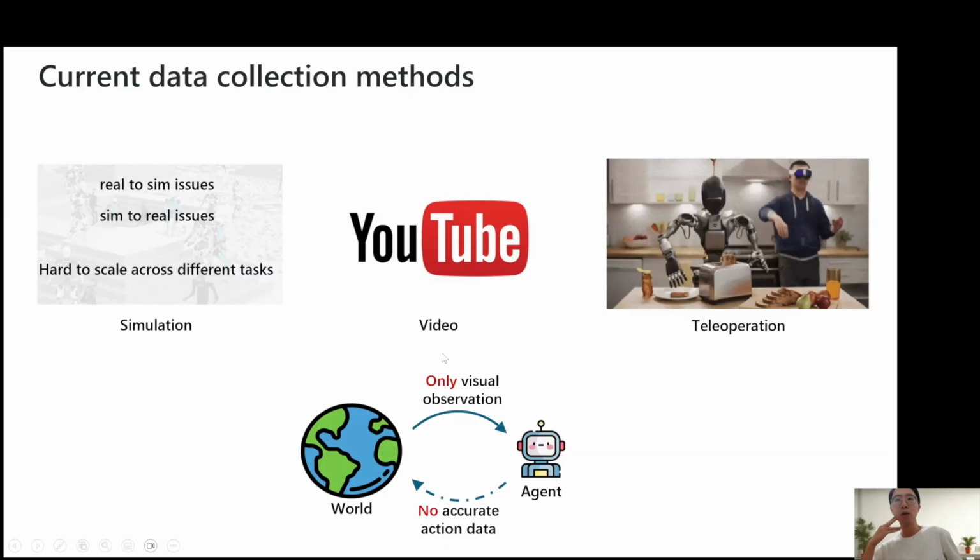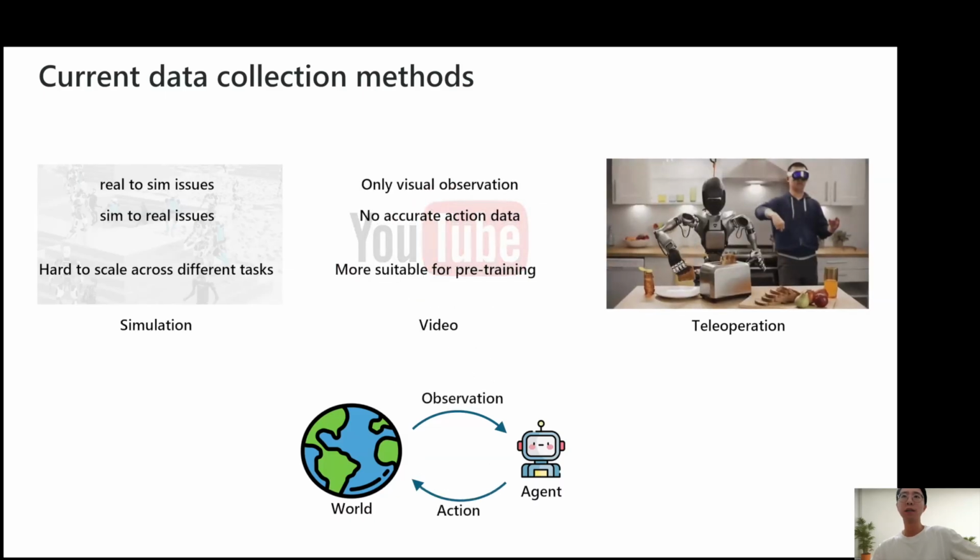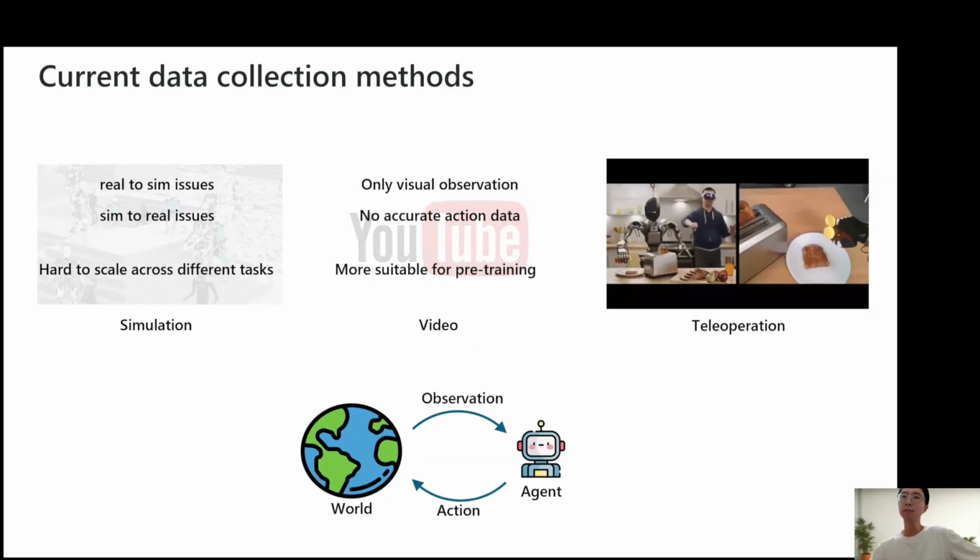And some people might say maybe we can learn from online videos. The problem of learning from video is that they only contain visual observation. But for manipulation, we need many other perception modalities, including tactile, force, and other sensors. And online videos also don't have accurate action data. Some people might say we can recover the actions from pose estimation, but they are usually not accurate enough. So these two problems make it more suitable for pre-training.